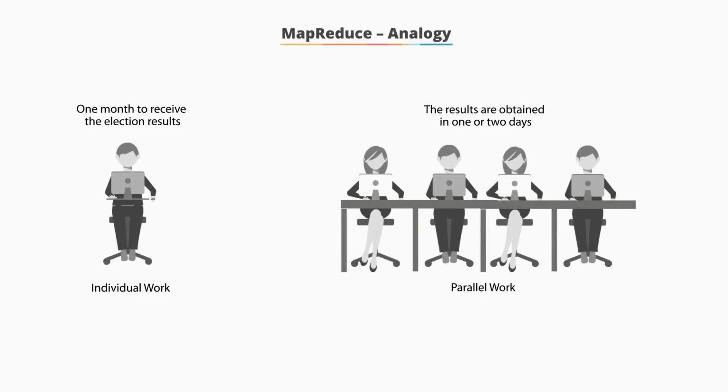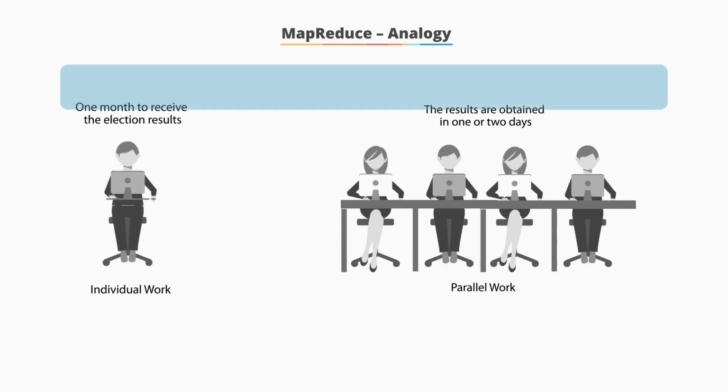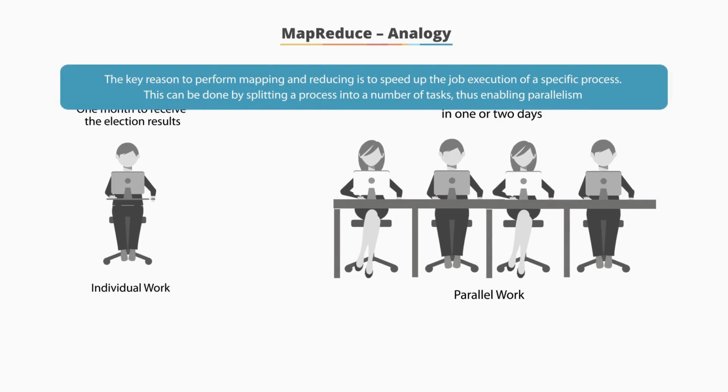The key reason to perform mapping and then reducing is to speed up the job execution of a specific process. This can be done by splitting a process into a number of tasks, thus enabling parallelism. If one person counts all of the ballot papers and waits for others to finish the ballot count, it could take a month to receive the election results. When many people count the ballot papers simultaneously, the results are obtained in 1 or 2 days. This is how MapReduce works.